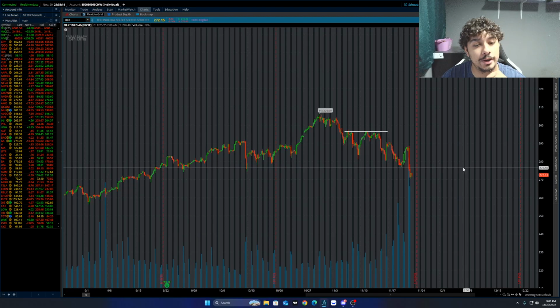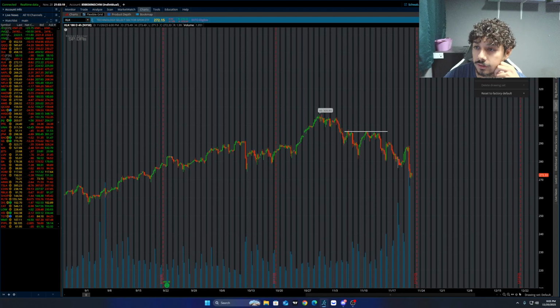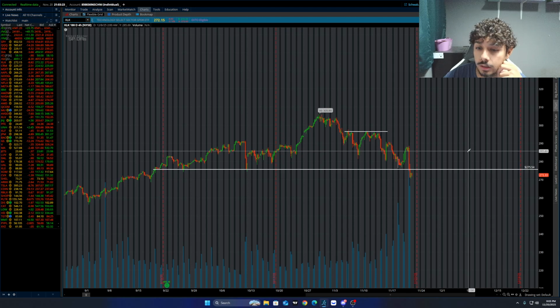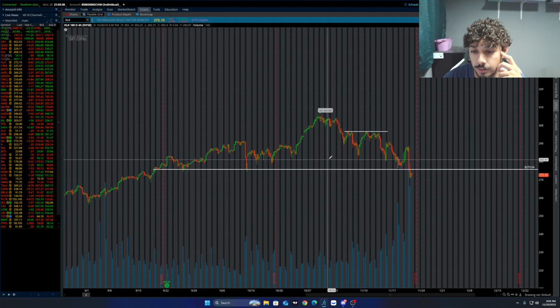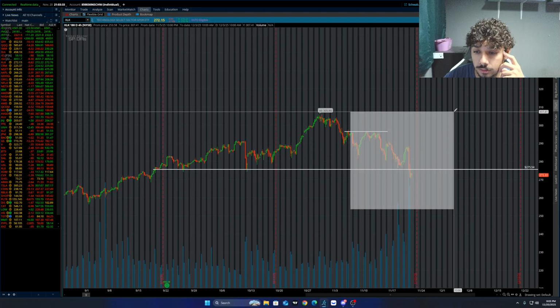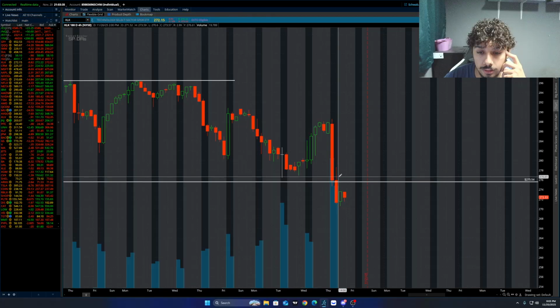Anyways, enough of my rant. XLK, nothing much, except the only thing would probably be right here. Right there would be my bounce area. Look at that. Bounce, bounce, bounce, bounce, bounce. Tried bouncing here, but then broke below. Now for tomorrow, I'm looking for a test on that line.